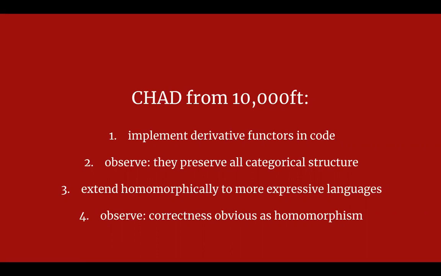Okay, so the basic principle behind CHAD, what I've been calling combinatory homomorphic automatic differentiation, is that we're going to implement these derivative functors that everyone uses in mathematics, except no one calls them functors, in code. Now we're observing that these derivative functors in mathematics are already homomorphic functors, even though people don't tend to emphasize that. So they preserve products and coproducts and such.